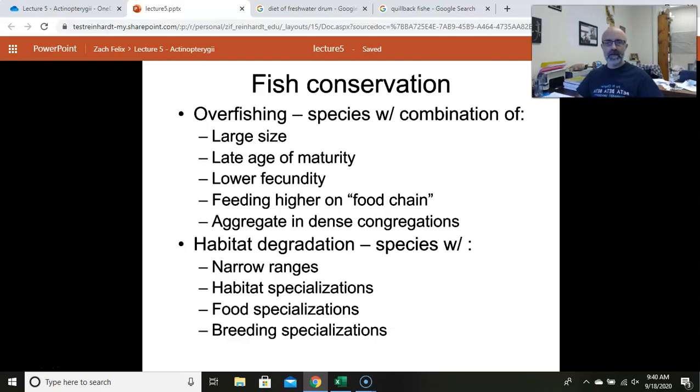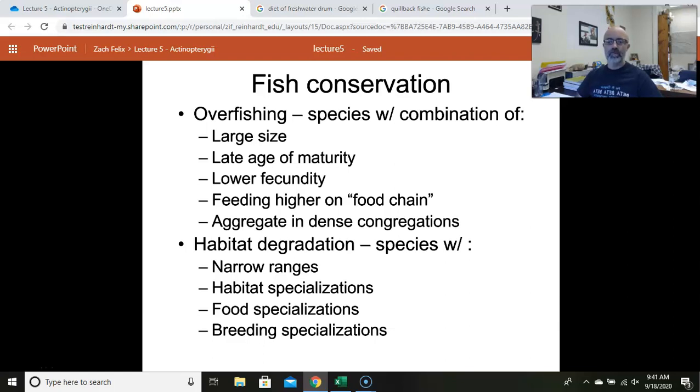A perfect example of this for overfishing is the tuna, right? Large bluefin tuna are, I've heard people say, like a tiger of the oceans, right? They're huge. They school. They don't mature until a later age, and they are top predators. And so these are just, again, basically screwed.